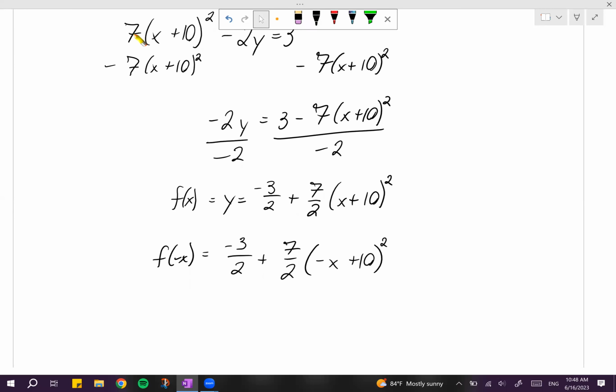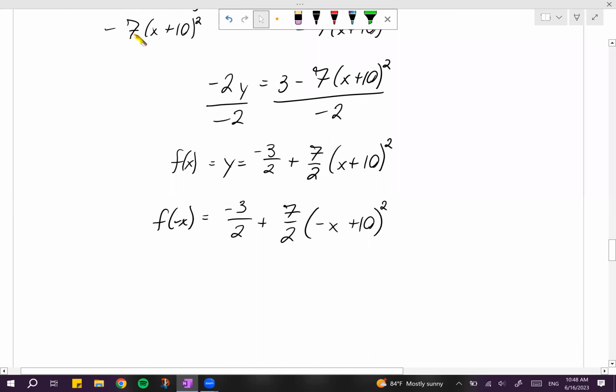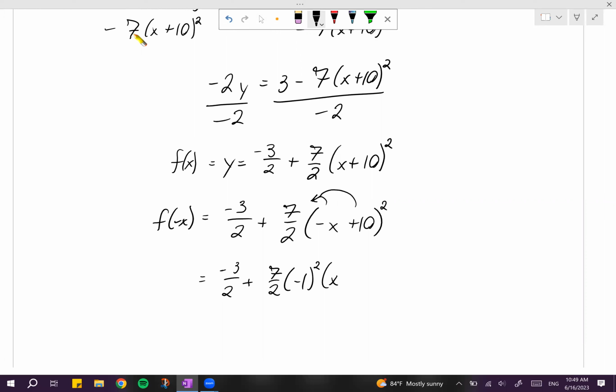Alrighty, let's see. If I pull out a negative, I'm going to get negative 3 over 2 plus 7 over 2 times negative 1 squared, x minus 10 squared, which just gives me negative 3 over 2 plus 7 over 2 times x minus 10 squared. This almost works, but I have this minus 10 and I was supposed to have a plus 10.